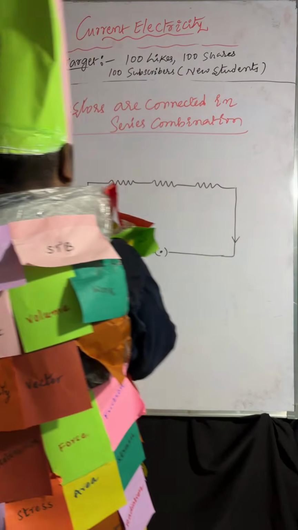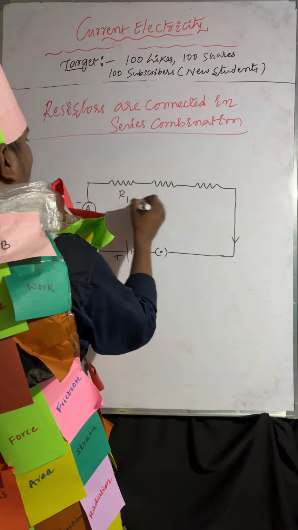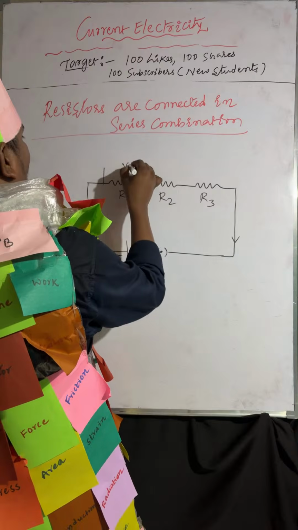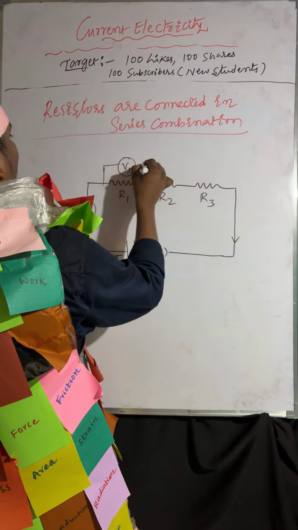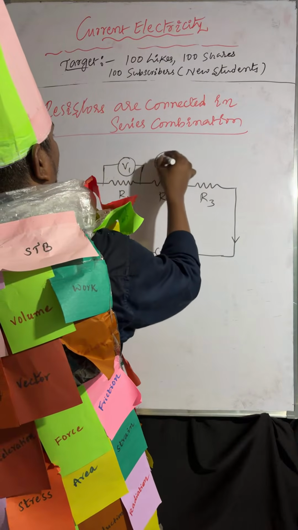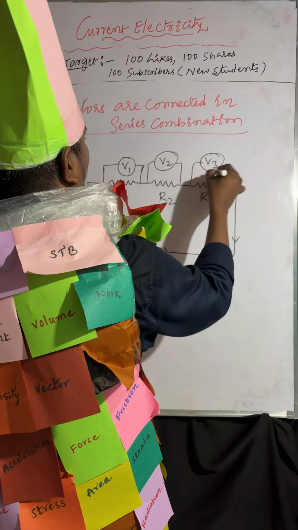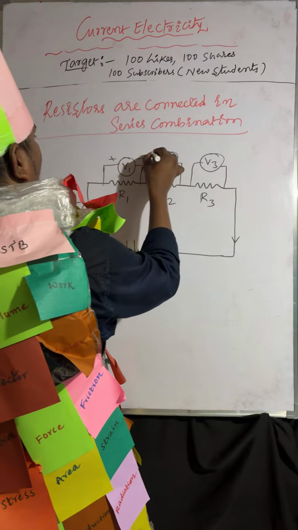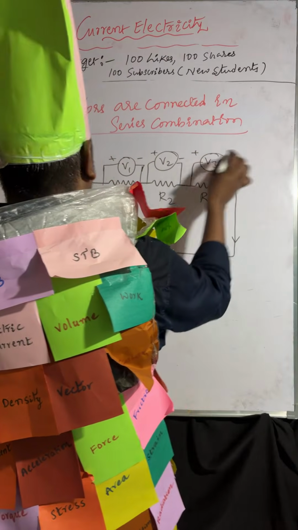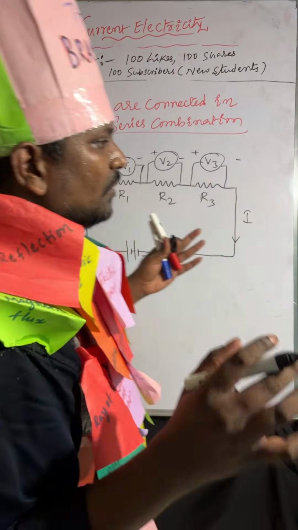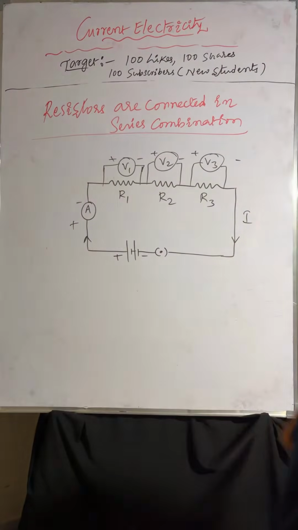Now you can observe R1, R2, R3. Across R1 is V1, across R2 is V2, across R3 is V3. Positive terminal, negative terminal, positive, negative, current is flowing, I is flowing. So throughout the circuit, current is the same.